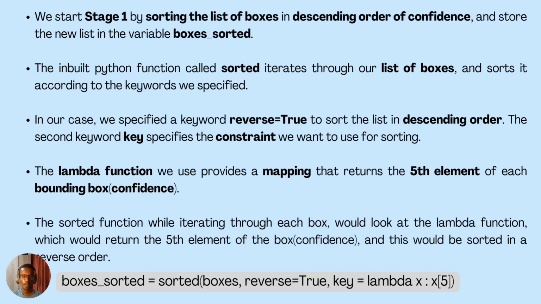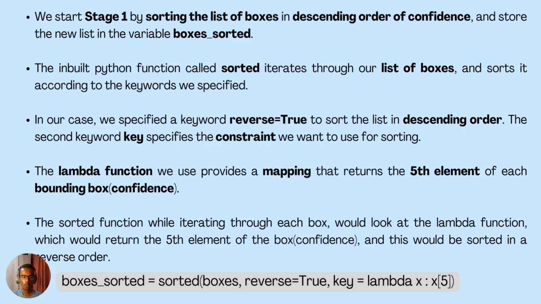So we start stage one by sorting. The third step in our algorithm was to sort the list of bounding boxes. So boxes was our list of boxes, and we use the built-in function sorted of Python in order to arrange them in descending order. And in this case, we define a keyword reverse equal to true to sort the list in descending order. And the second keyword, key, specifies the constraint we want to use for sorting. So we want to compare the confidence score of different boxes.